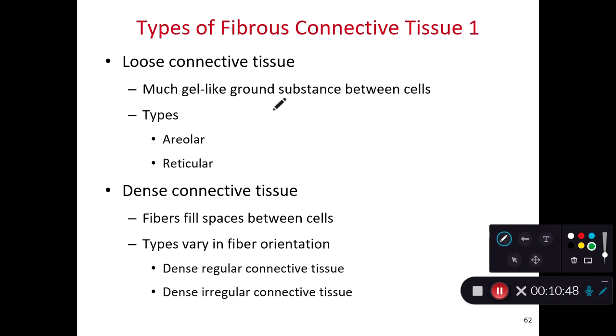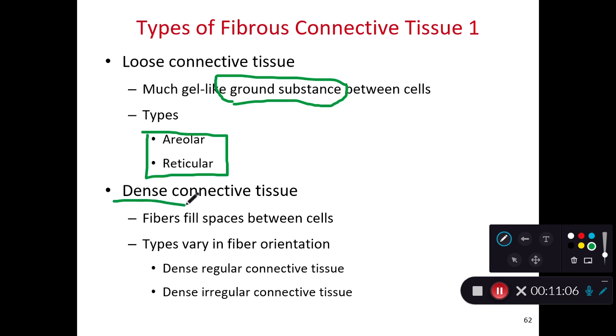Now, as we look at our loose connective tissues, they have lots of ground substance, lots and lots of liquid between their cells. There's a lot of space between the cells. The two most common, or the two most notable, I should say, are areolar tissues and reticular tissues.